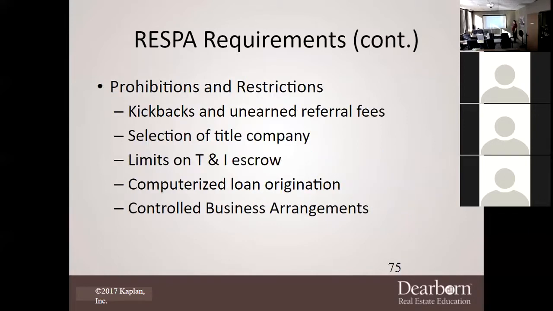There are also, again, we talk about prohibitions and restrictions. Kickbacks or unearned referral fees cannot be allowed. Selection of the title company, as well as the limits on the title insurance escrow, the computerized loan origination, and the controlled business arrangements. These are all things that cannot happen.